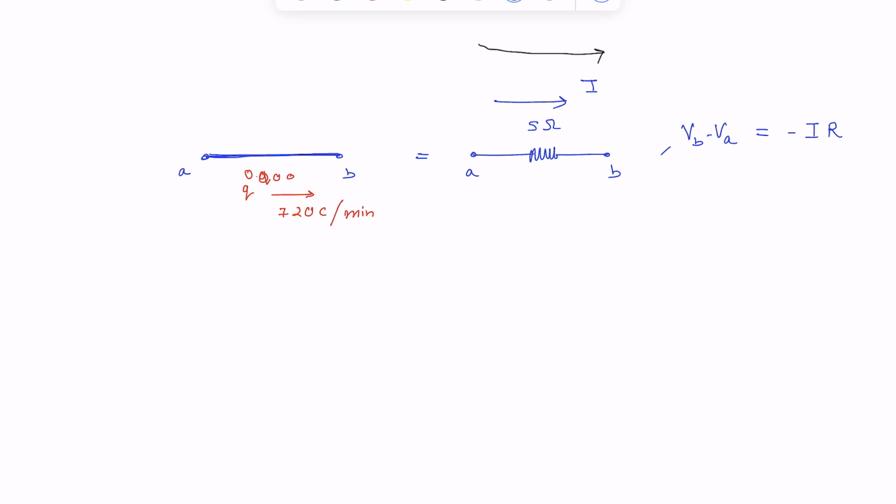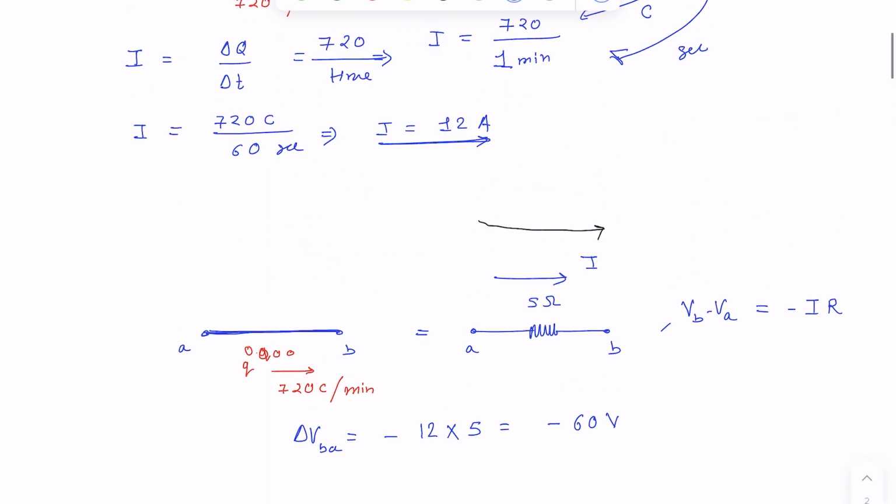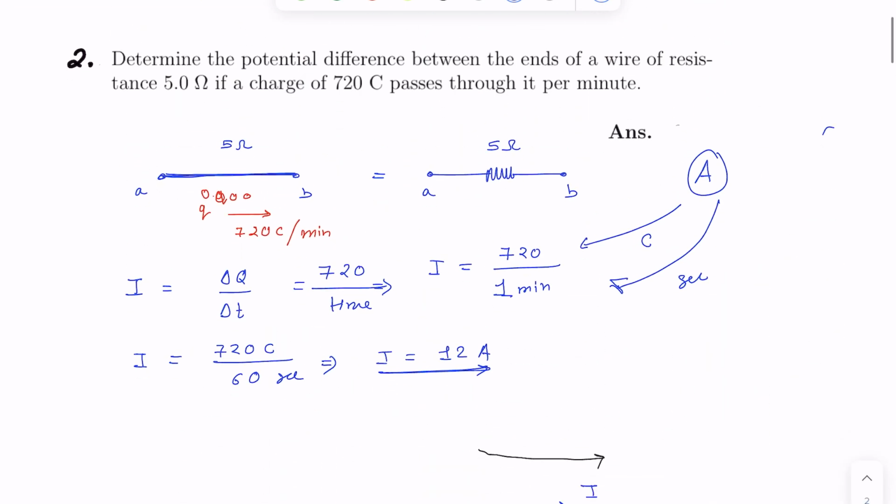So VB minus VA will be just minus IR, and then I'm just going to call it delta VBA equals minus, current is 12 amperes and resistance is 5. It should give you minus 60 volts or plus 60 volts, doesn't matter. So let's see, 60 volts, that's your answer.